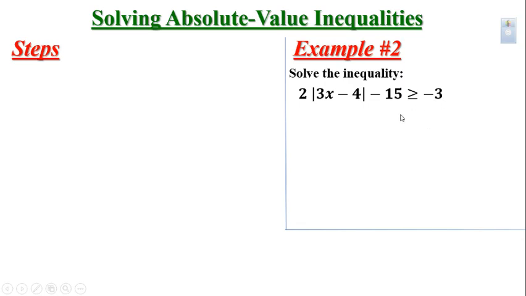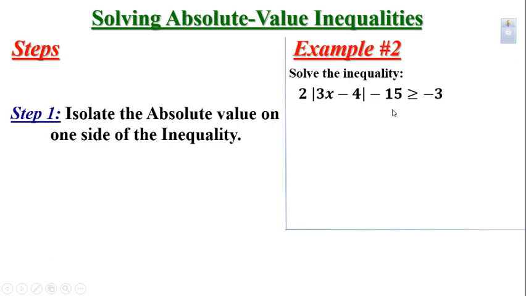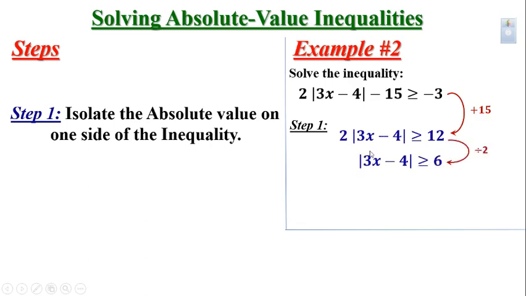So as with the previous example, we isolate the absolute value on one side of the inequality. So we're going to add 15 to both sides, and then we're going to divide by 2, and that will give us absolute value of 3x minus 4 is greater than or equal to 6. Now in this case, the absolute value is greater than or equal to 6, which means whatever is inside the absolute value is further away from 0 than 6 units.